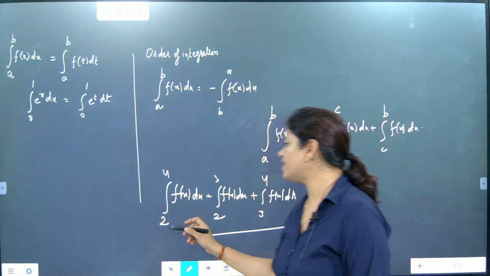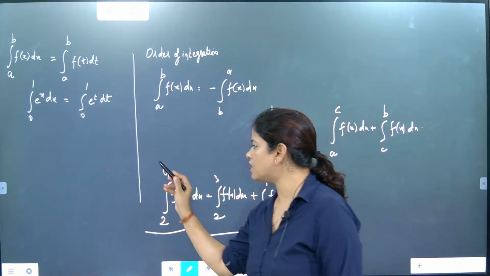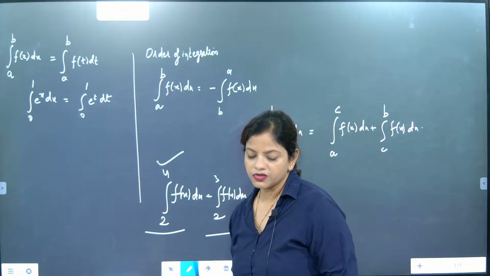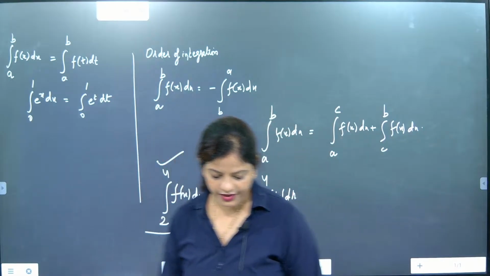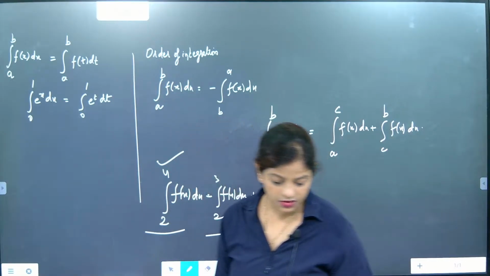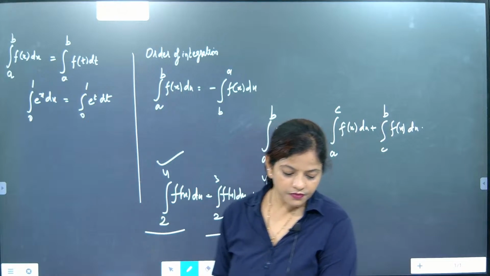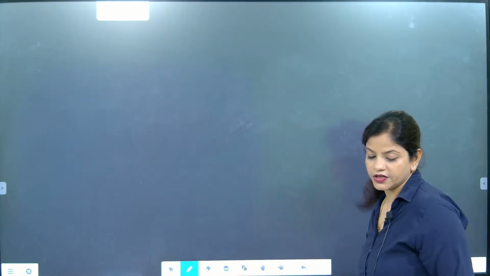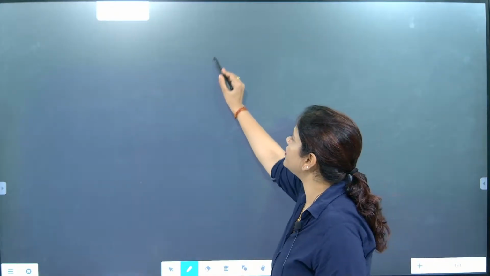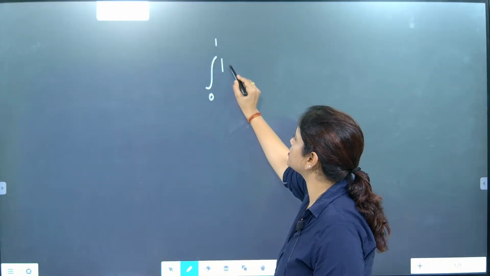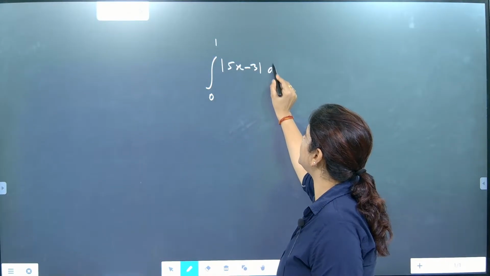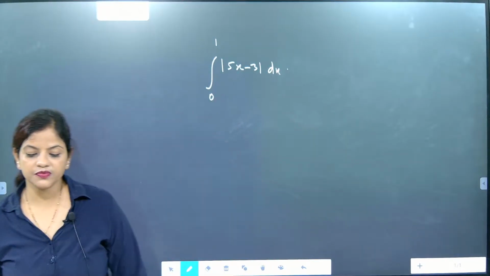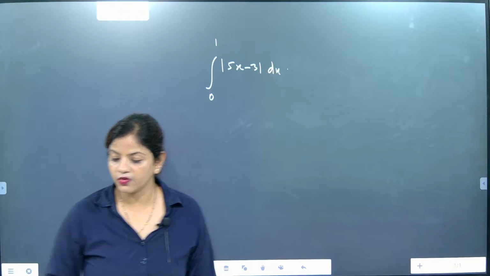In the first part, the lower limit is 2 and the upper limit is 4. What we did was 2 to 3, 3 to 4. Understood? So this is property number 3. Now let's solve some questions related to this. Look here, one question I am solving, a modulus question. Now listen, if this question is given to you, we must know when we apply the property. So the integral of modulus of 5x minus 3 dx is given to you. How are we going to solve it?